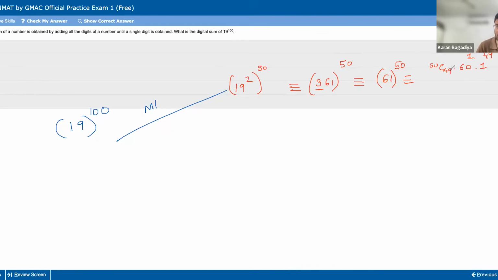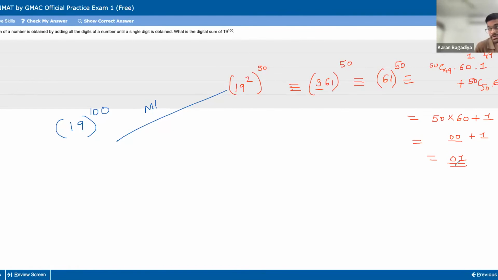Before that, the terms would have 60 squared and even higher powers of 60, so not contributing to the last two digits. 60 raised to 0, 1. And what does this become? 50 into 60 plus 1, right? And luckily for us, both digits are 0 plus 1. So the last two digits have come as 0, 1.